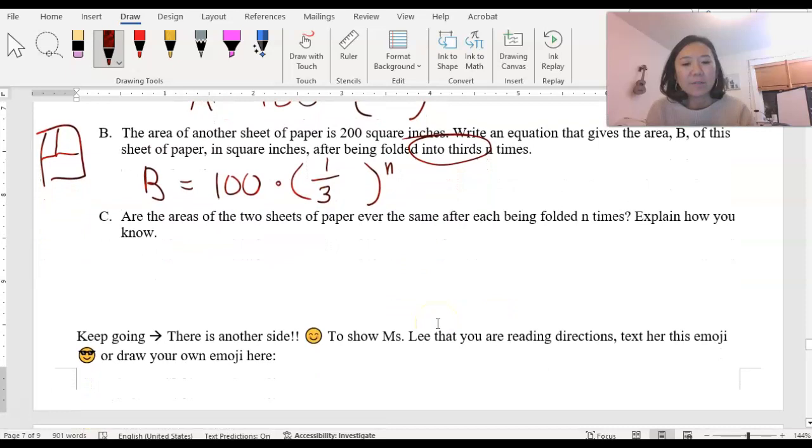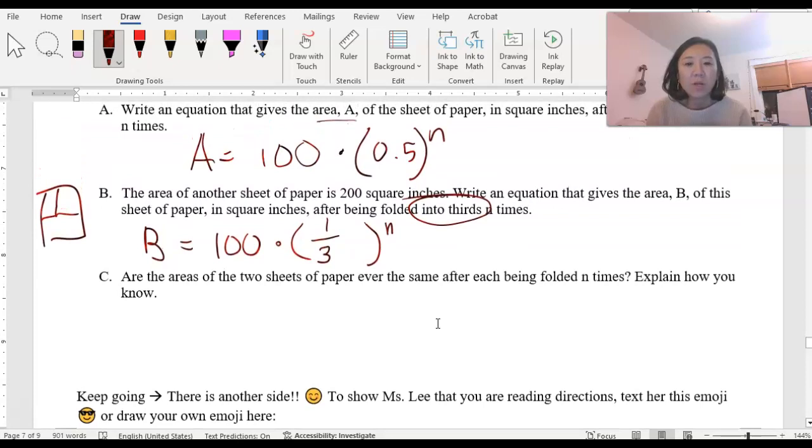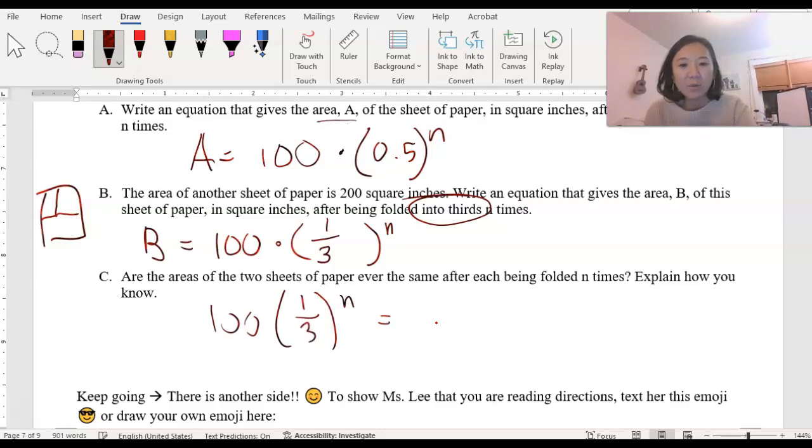It says, are the areas of the 2 sheets of paper ever the same after being folded n times? Explain how you know. So when 100 times 1/3 to the power of n equals 100. Oh, you know what, you all? I didn't catch that. This should be 200. Sorry, 200 is our starting amount. So 200 times 100 to 1/2 to the nth power.